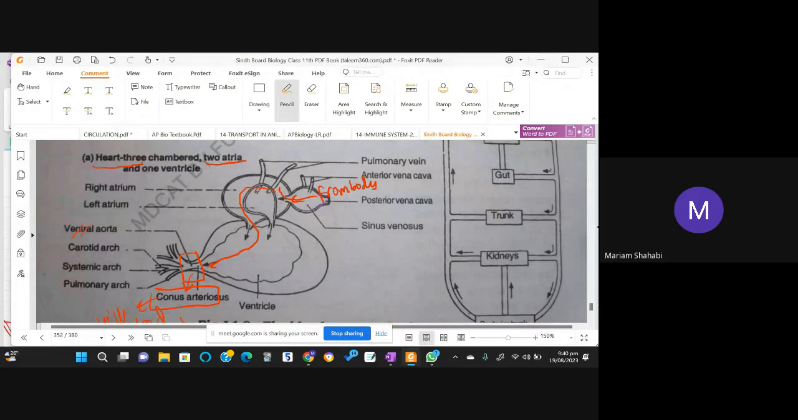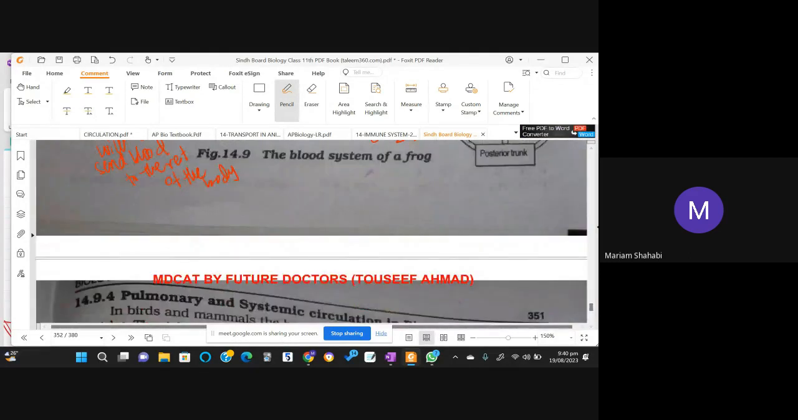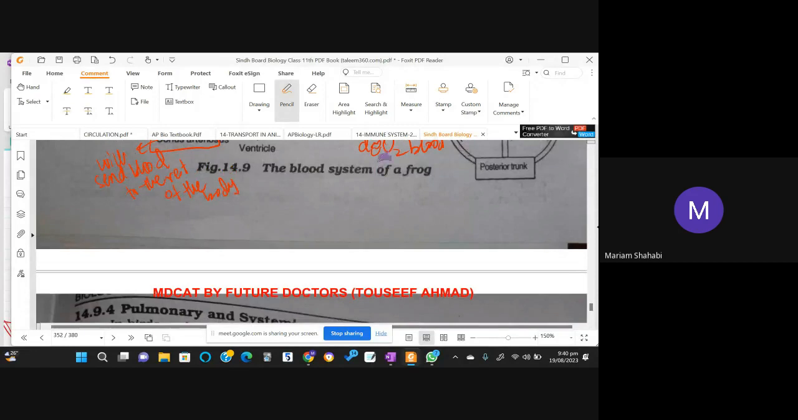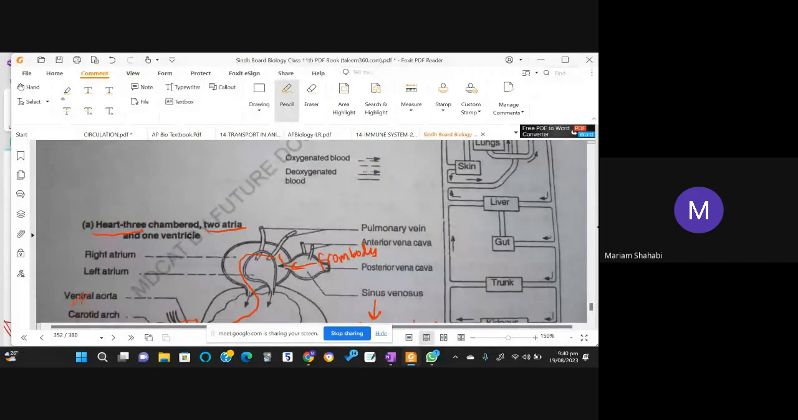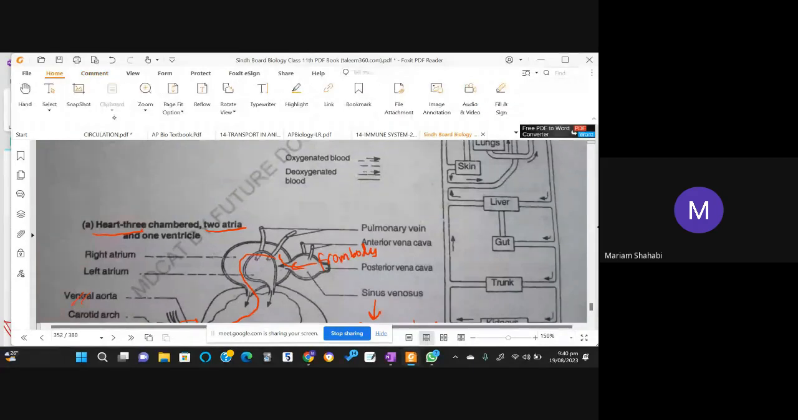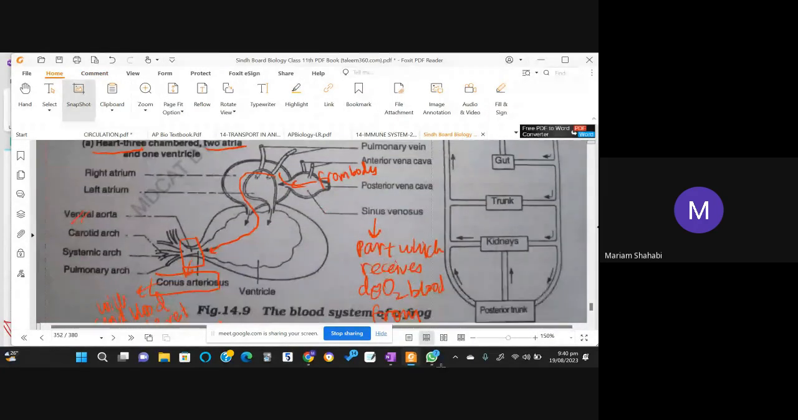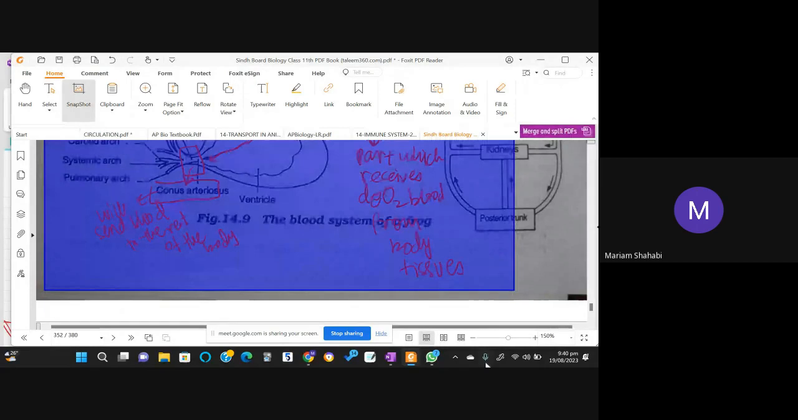फिर ये sinus venosus. Sinus venosus is simply this portion, the part which receives deoxygenated blood from body tissues. बस ये रहा कोनस आर्टीरियोसिस का पर्पस, ये हो गया, और ये साइनस वेनोसिस. I've explained it to you अभी, and I'll add it to the notes.